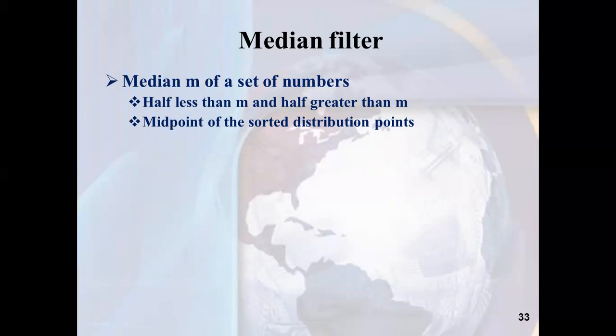Why is the median filter so important? Because if I have salt and pepper noise and I take the middle value, then if I have very large numbers they will not be affected, and if I have very small numbers they will not be affected, because I take the value at the center, so they will not be counted into the calculation.